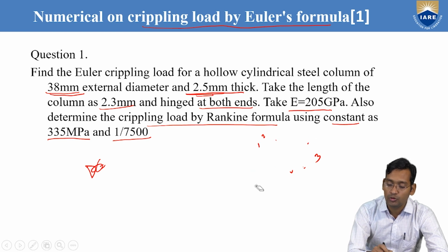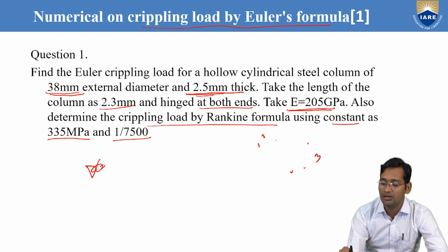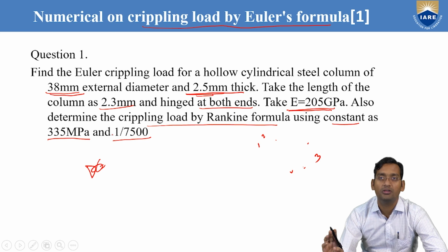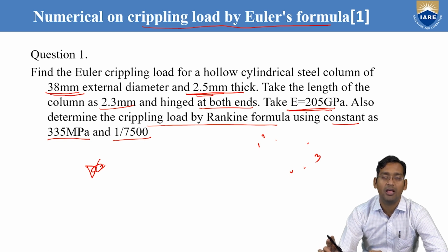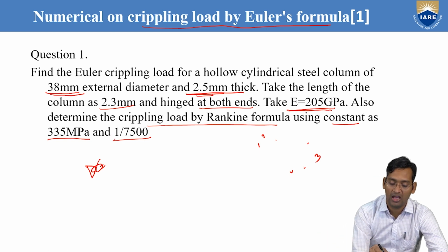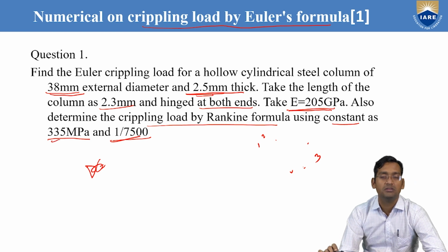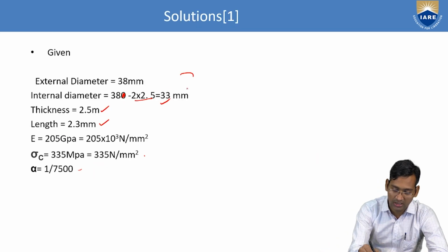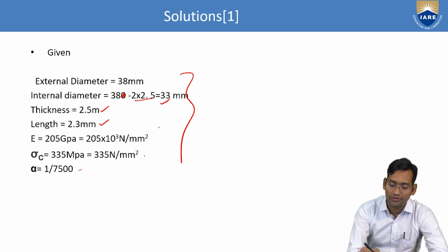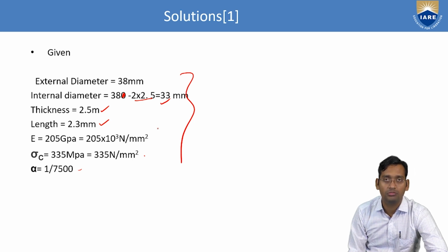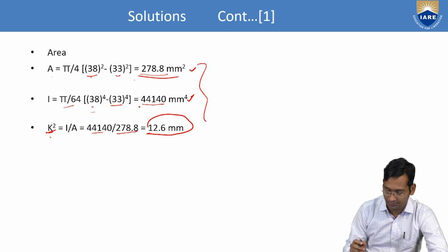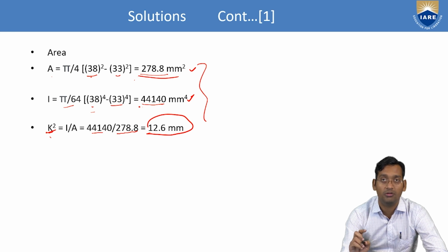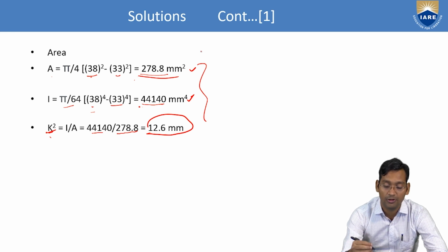Length is given 2.3 mm. E is given. Okay. Then we have to find Rankine's crippling load and Euler's crippling load. The alpha value is given and sigma C value is given. So these are the given data. Now with this data we have to just put it into the formula. Right, so first the formula, whatever things are required. So first we will find that. With the given data, we can find A.